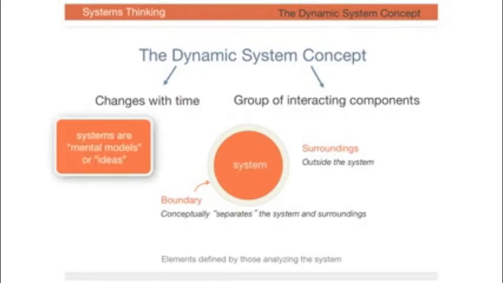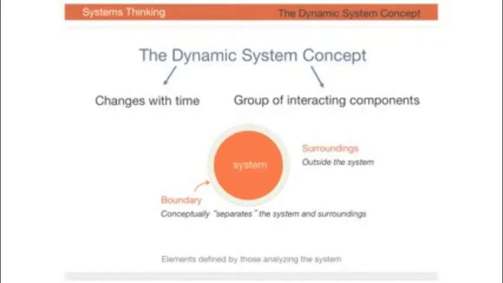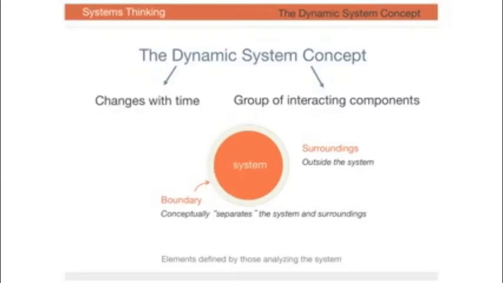And here, the system is represented as a circle with a boundary. Again, the boundary is a concept of the system that we've designed as the analyst. The surroundings refers to everything outside of the system. So, again, the system is a concept that represents a group of interacting components, and the language that we use is that we have a boundary which differentiates between the system and the surroundings.